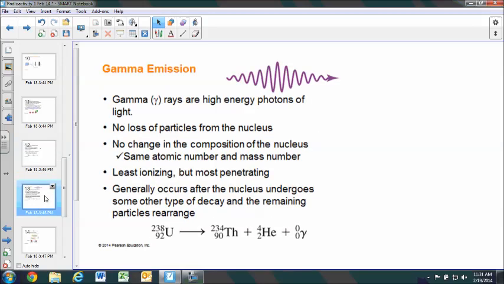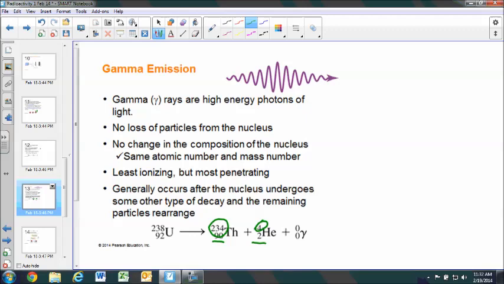Now, the gamma emission has no mass, so that would not change what you have. So for instance, let's say that we have uranium-238 that decays into thorium-234 that we saw just before, and the helium, but some of the energy is also emitted as a gamma. But the gamma has no mass and no charge, so it will not count in our equation for calculating the product. We have to know that only those that have the charge and the mass are going to be used in our calculations, right?